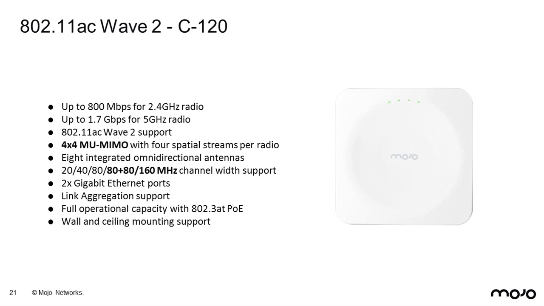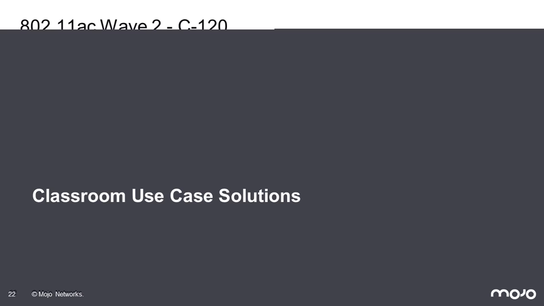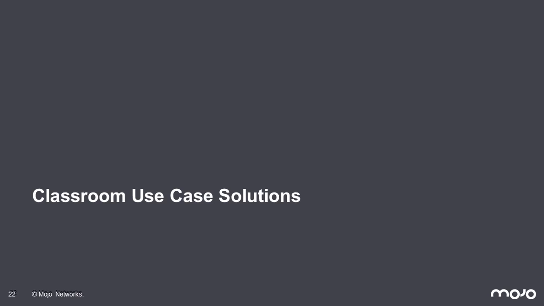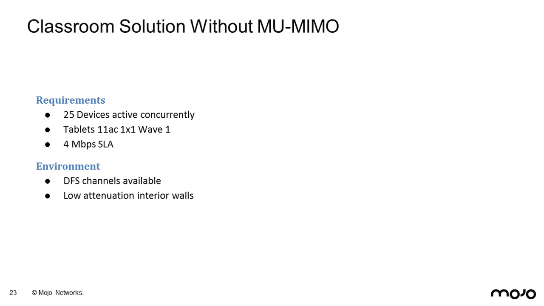Now, I did show you the chart, with the additional spectrum that's going to be made available. But if you look at the 80 plus 80 or 160, most use cases in education will not use 80 plus 80 or 160 today. But in the future, we can imagine some use cases. For instance, let's say you have an auditorium, and maybe this is more applicable for higher ed, but it could be for K through 12 as well.